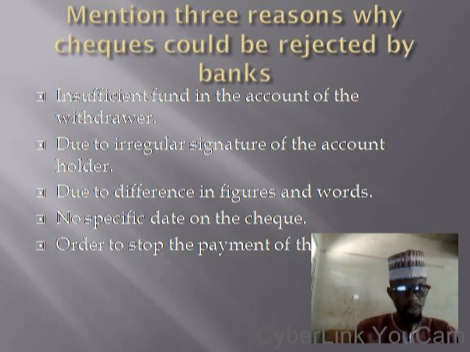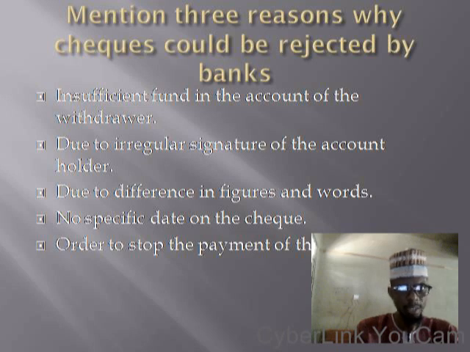And that's number 1. 2, due to irregular signature of the account holder. Yes, if the signature on your check is different from the signature you are keeping with the bank, there's a discrepancy between the 2 signatures. It means that your check will be rejected by the bank if it is presented.